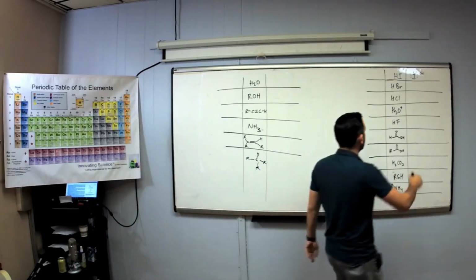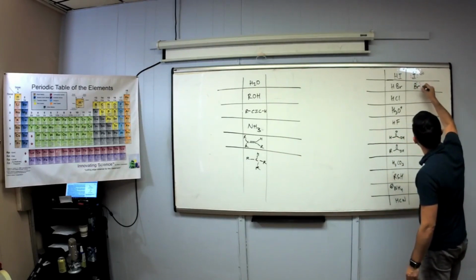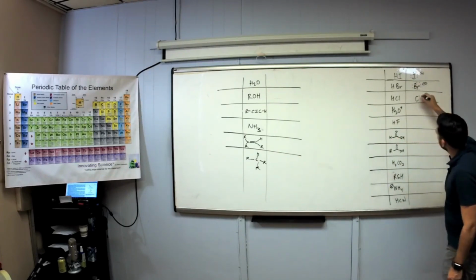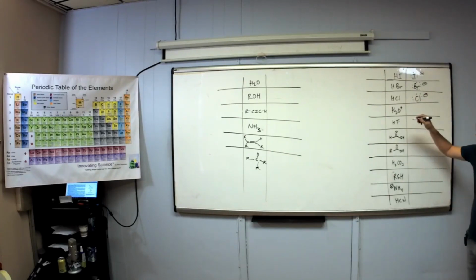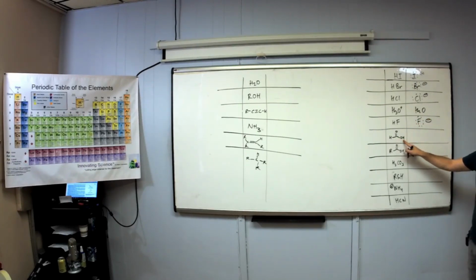Okay, what is the conjugate base of HBr? Br minus. Conjugate base of HCl is Cl minus. Conjugate base of H3O plus: take off an H, it's H2O. Conjugate base of HF is F minus. Conjugate base of this, which hydrogen do we remove? Well, it's the one attached to the oxygen. It's a carboxylic acid, but it becomes a carboxylate, and it'll have resonance. This also is very similar.